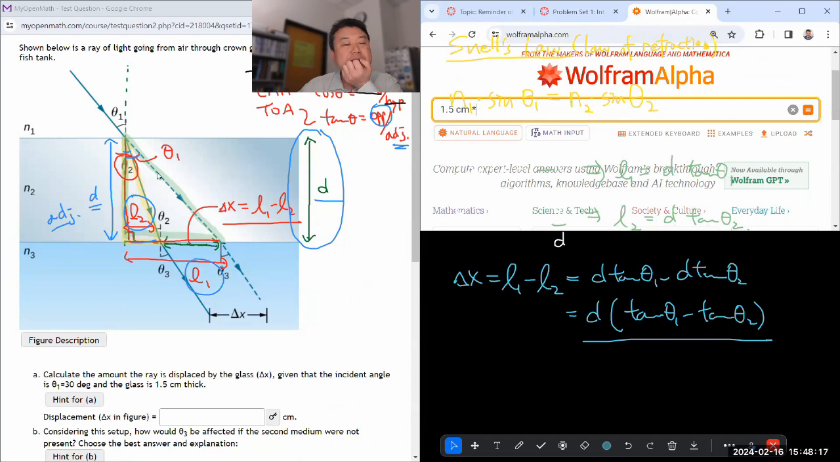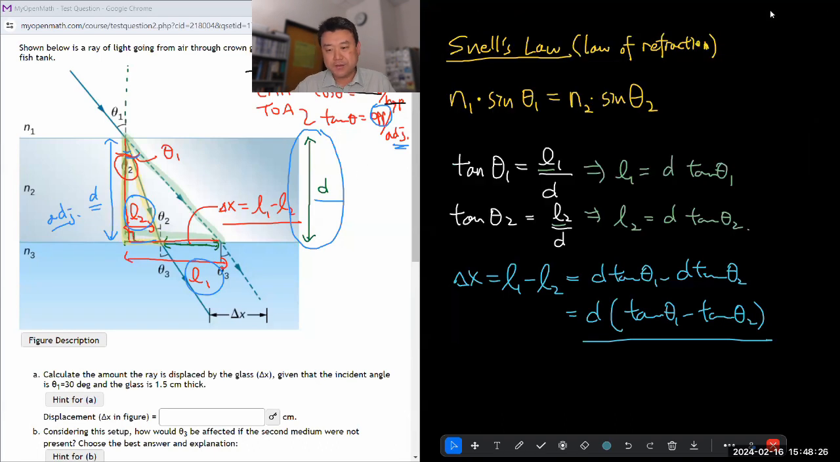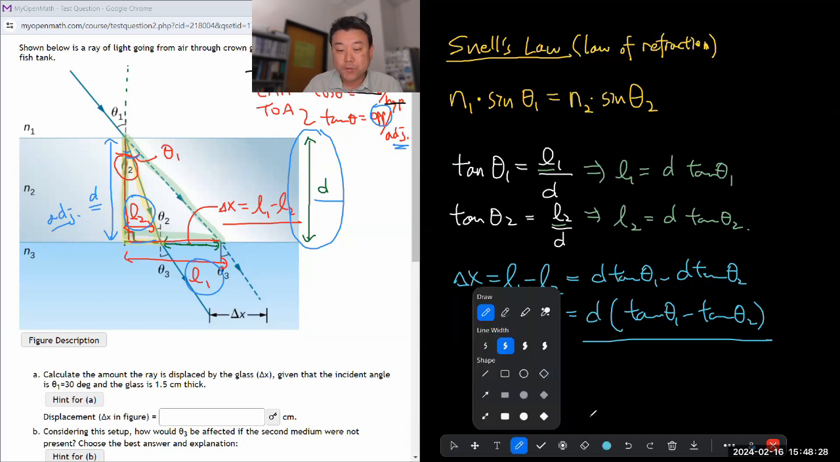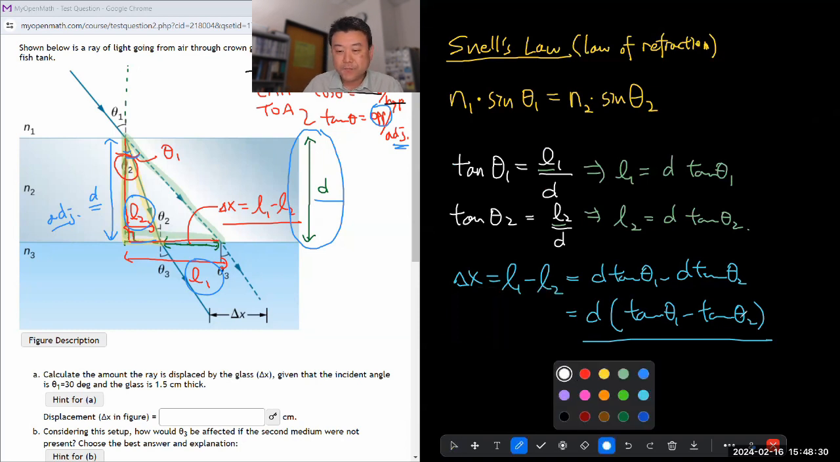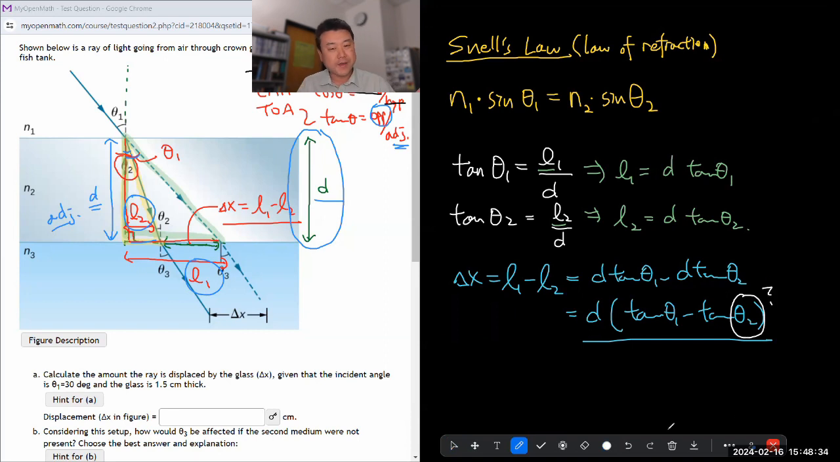Oh, I don't know theta 2. Okay, I should have done that first probably. So let me just pause a little bit here. I've been treating theta 2 like it's a known quantity, and I'm finding out, oh, I don't know theta 2. How do you find theta 2? Theta 2 comes from this refraction here. So I can solve Snell's law for theta 2 and get something I can plug in there.